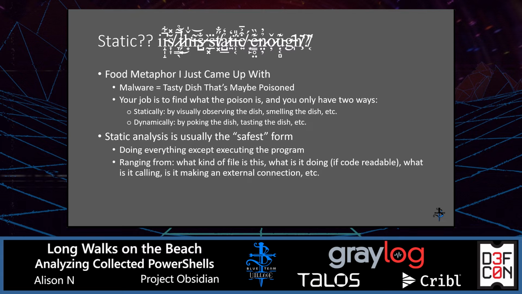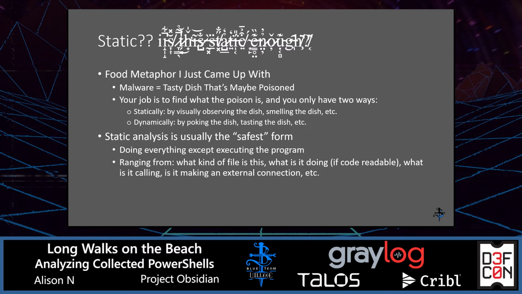So you have two ways to do this. Statically, which is typically the safest way, you're just observing the dish, kind of smelling the dish, seeing what you can see. So you see a long green thing that looks like a green bean, and you think, okay, chances are that might be it. This is what I should expect when I'm looking at or eating this dish.